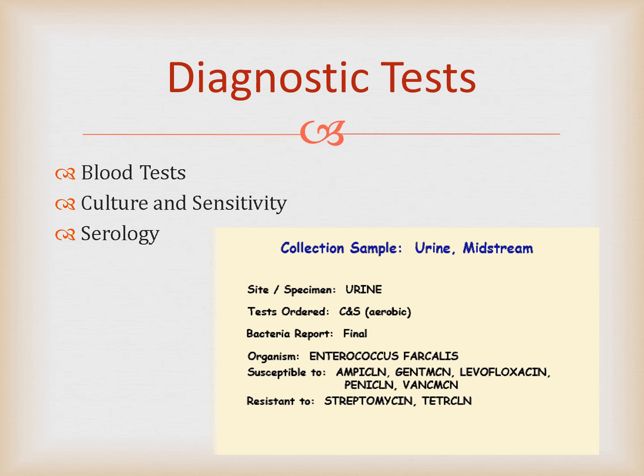Here's an example of a culture and sensitivity report a physician would receive. The specimen was urine. The organism was Enterococcus faecalis, and then it lists the antibiotics it is sensitive to, meaning these antibiotics would be effective against the organism. It also shows that this organism is resistant to streptomycin and tetracycline. Finally, serology. Serology is an indirect means of identifying infectious agents by measuring serum antibodies in the affected individual.